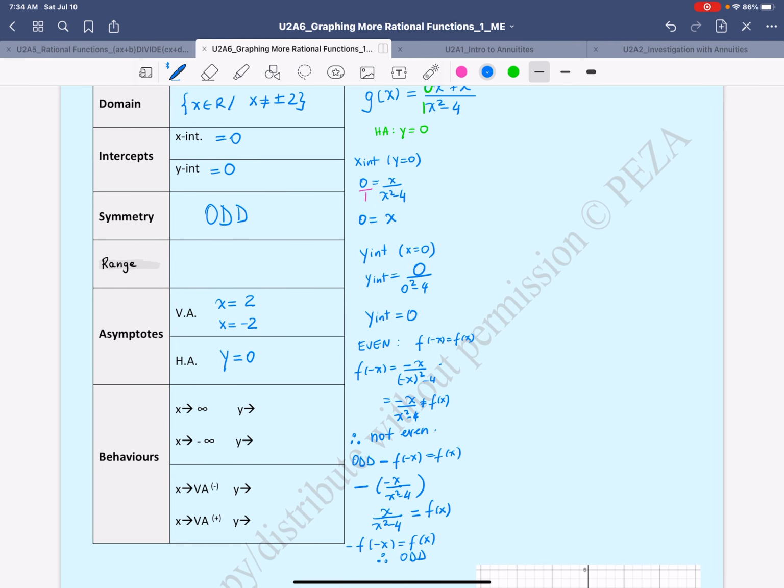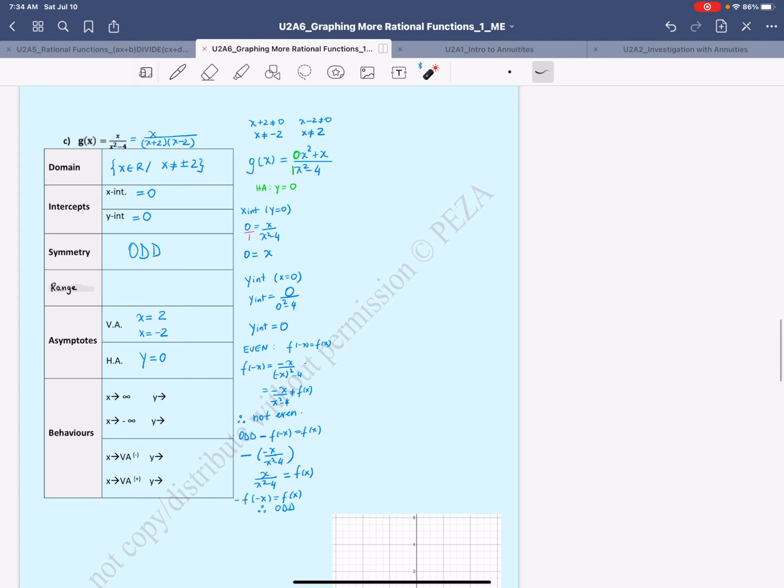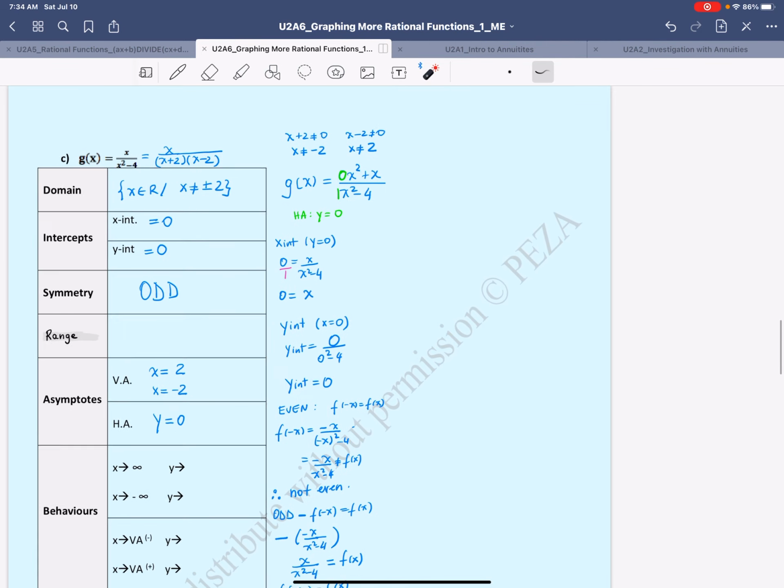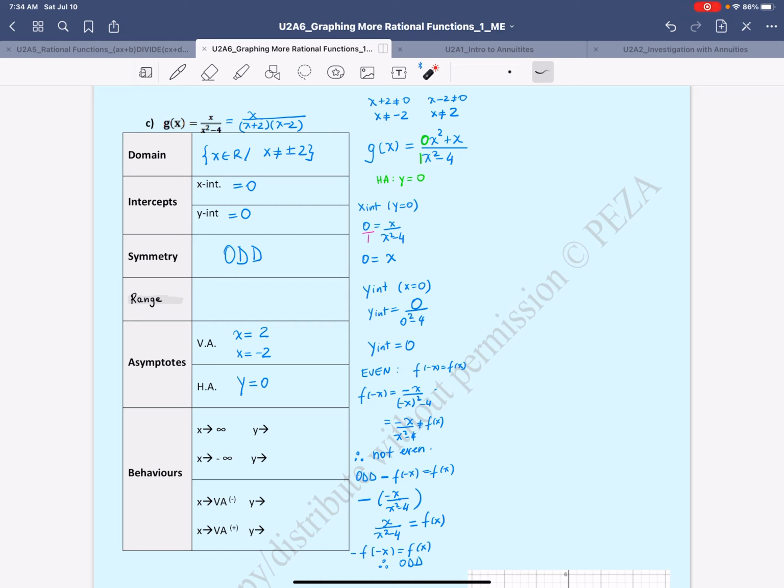Now we are not going to rush for the range, not yet, because it's better to determine the range once we have found the end behaviors of the function as well. So for the end behaviors of the function, we are going to check the following. What happens to y values as x approaches positive and negative infinity? And what happens to y values as x approaches the vertical asymptotes from the left and the right?